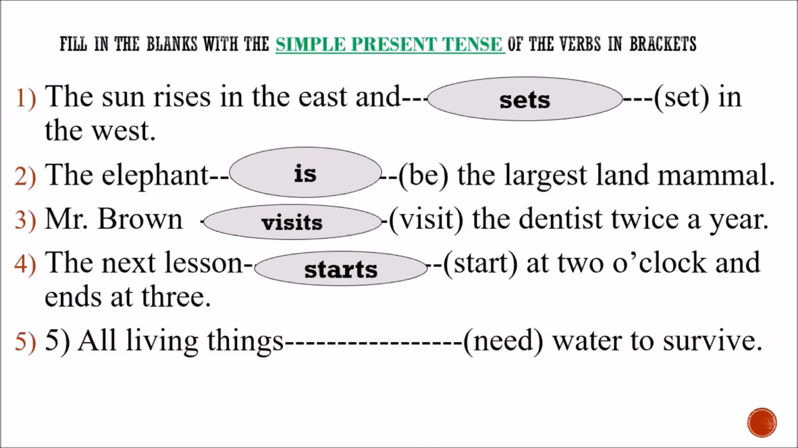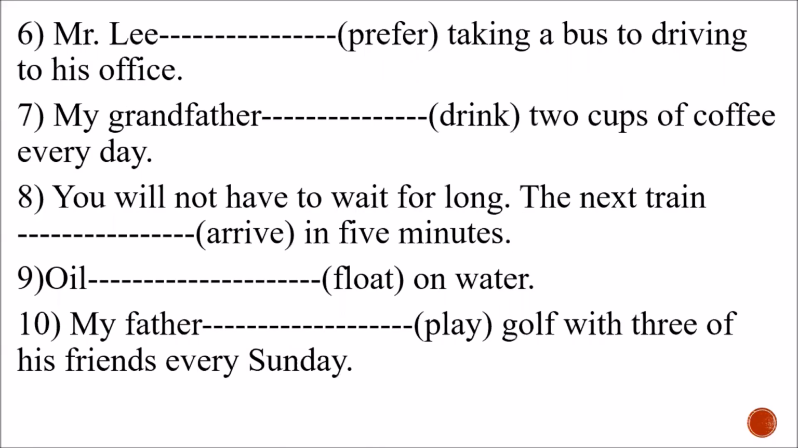As you can see, this is not a single subject. It is plural. So what will we do with the verb? Will we add S or ES? No, that's very good. So it is: all living things need water to survive. That's very good going. You are very good learners. Sentence number 6.